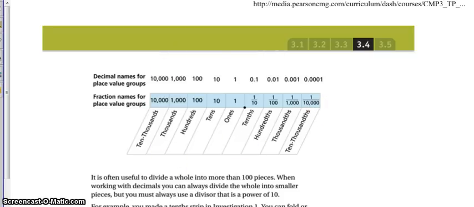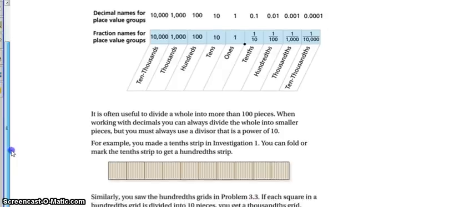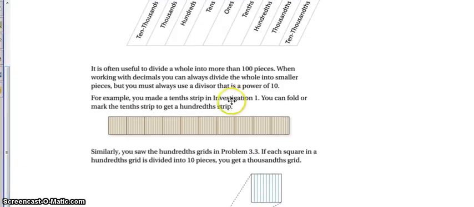So here is a place value chart that goes from the 10,000s to the 10,000ths, which would be 1/10,000th of a whole. So here's the fraction name for it. Here's the decimal names for those place value groups. And then here's the word names. So often it's useful to divide a whole into more than 100 pieces.